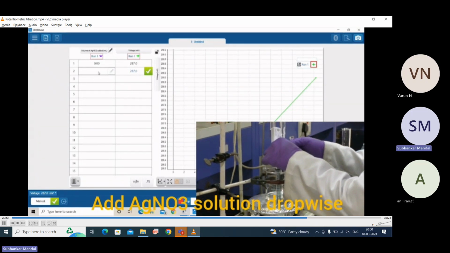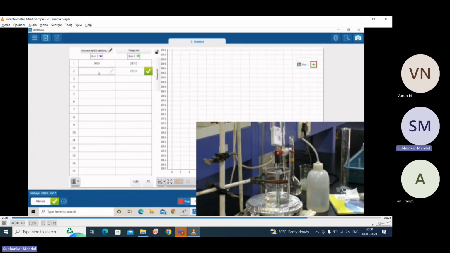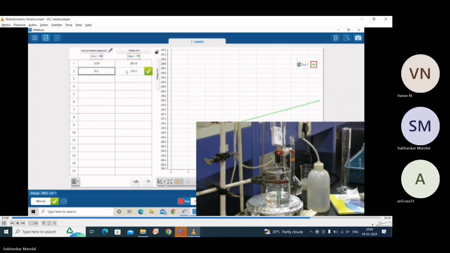When you are adding silver nitrate drop-wise, from the burette data you can get how much silver nitrate you have added. Those values you can write in the X column.